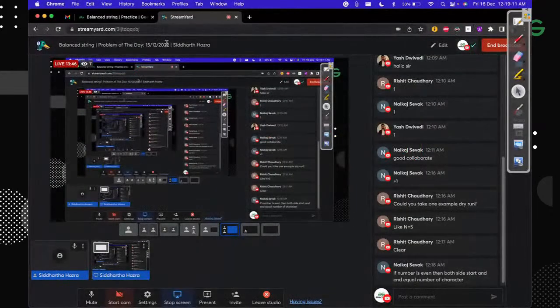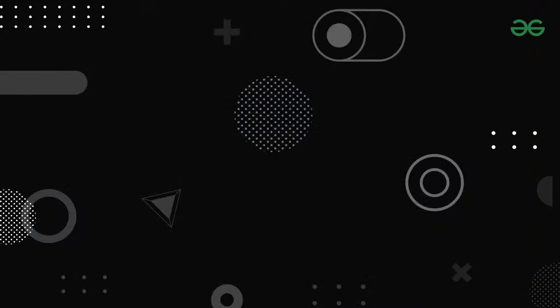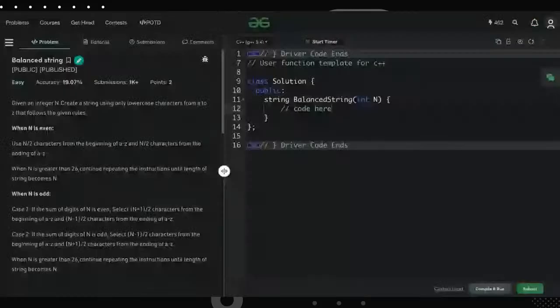Okay, now am I clear with the dry run or not? Just give me a quick one if I'm clear. If the number is even, then both sides take an equal number of characters. Yes, absolutely. Now let us move forward to the implementation.